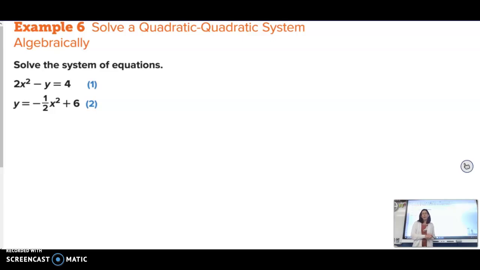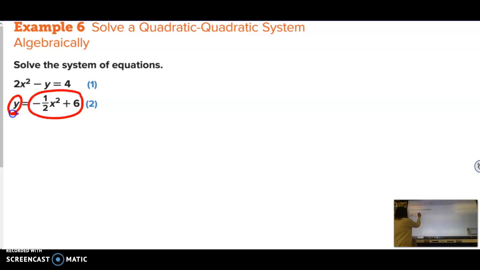Hey, today we're going to solve systems of quadratic equations. So both of the equations are going to be quadratic, but it's the same process of solving by systems. So we want to get a variable by itself. In this case, we already have this y by itself. So this is going to go in place of this y up here.